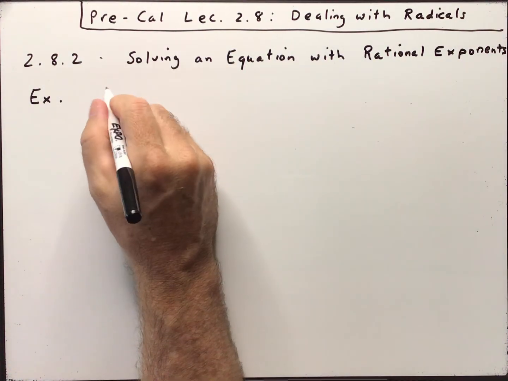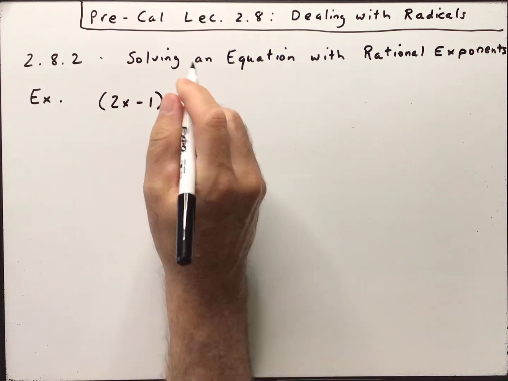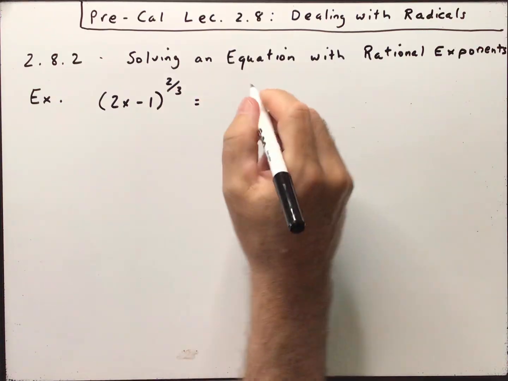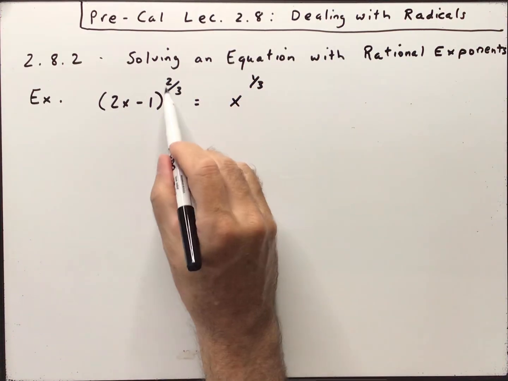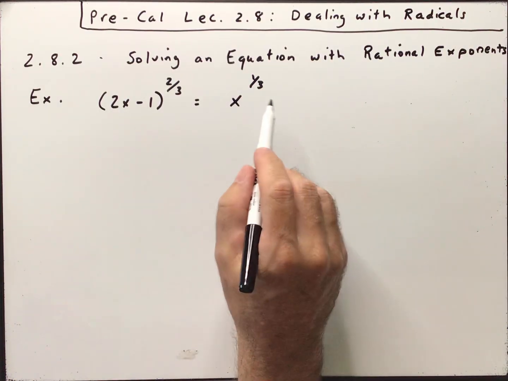So we've got (2x - 1) to the 2/3 is equal to x to the 1/3. Now I'm trying to get rid of these fractional exponents. So what could I do to both sides?